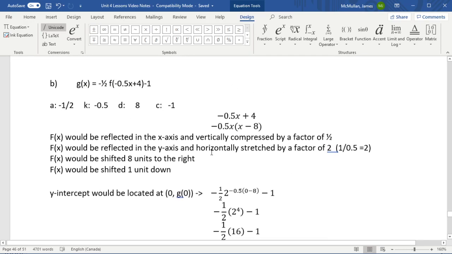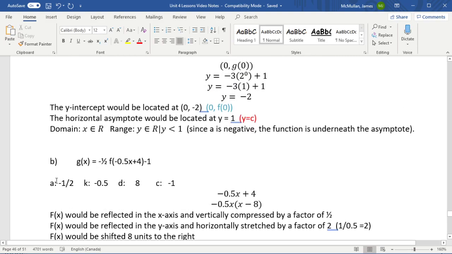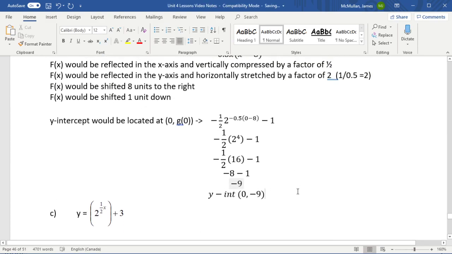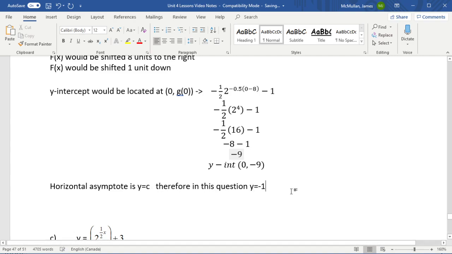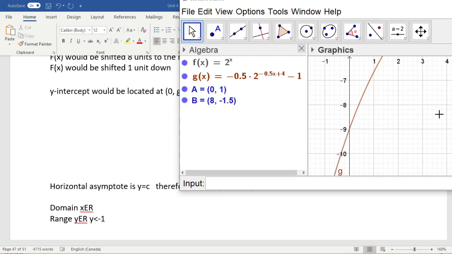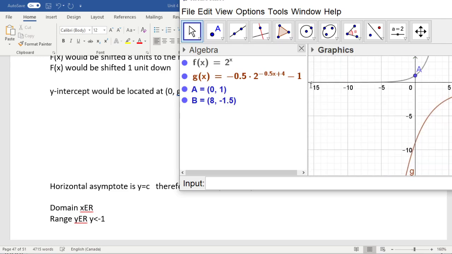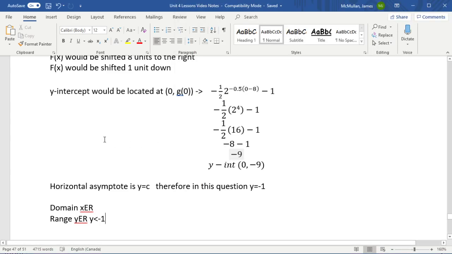The horizontal asymptote is y equals c, so c is negative 1. Just move this onto its own page. Horizontal asymptote is y equals c, therefore in this question it's y equals negative 1. Domain, x belongs to the real numbers, range, y belongs to the real numbers, provided that y is less than negative 1. And again, it's less than because the a value is negative, and that means that the function is below its asymptote, which you can see here.